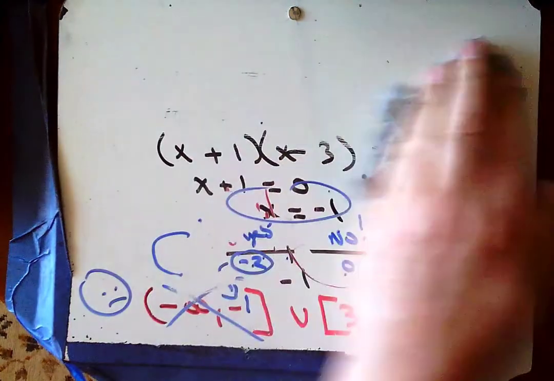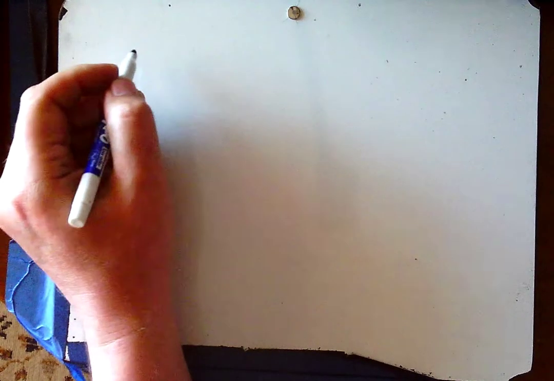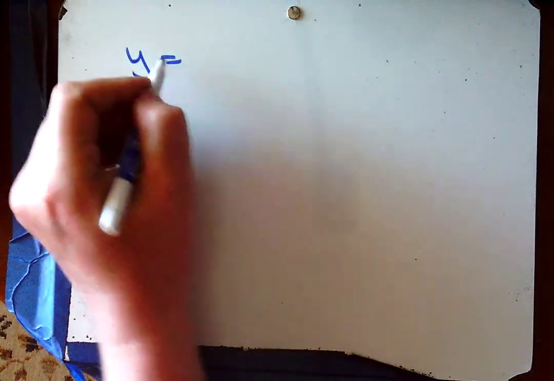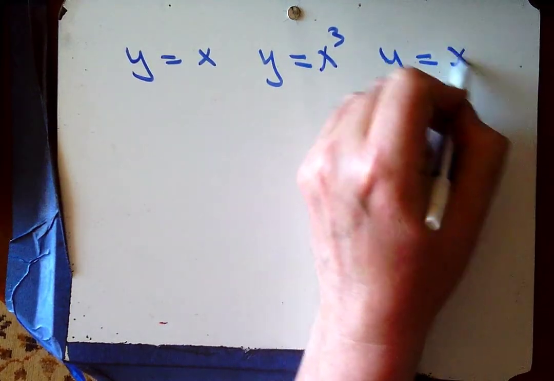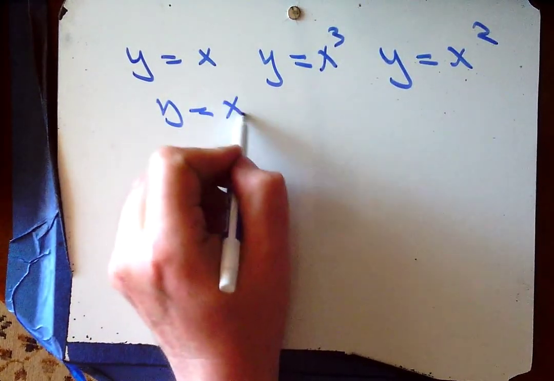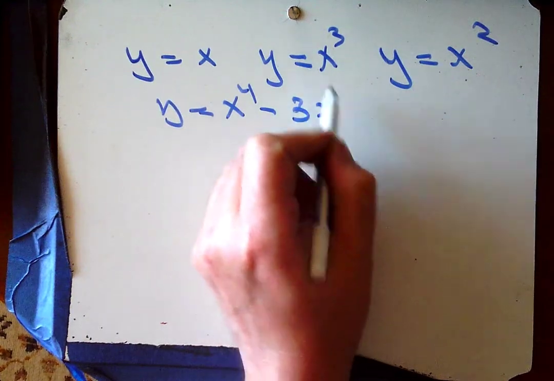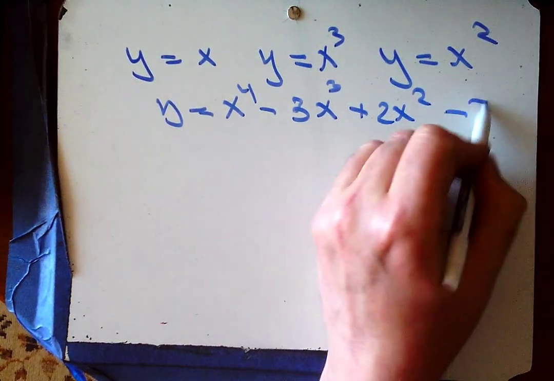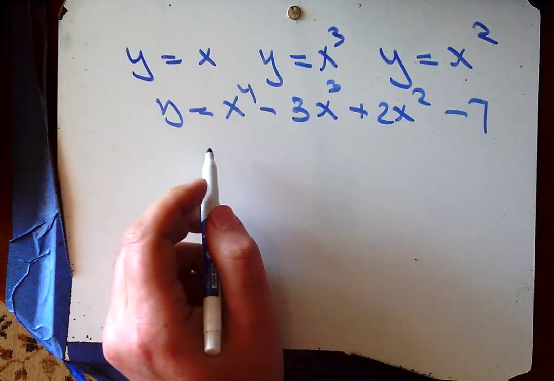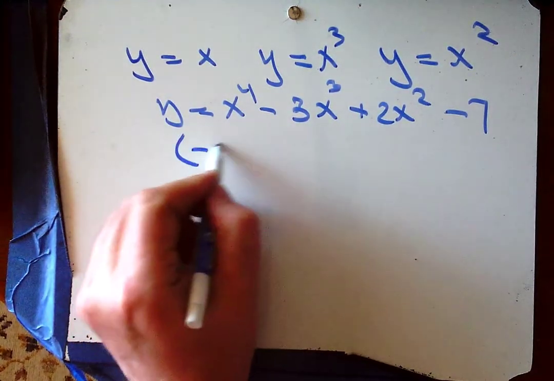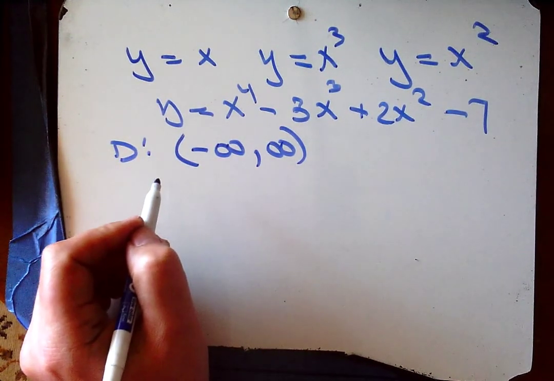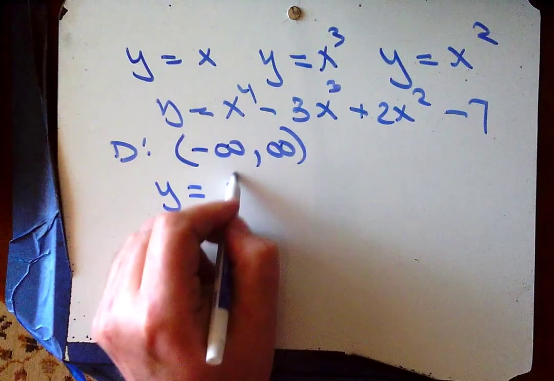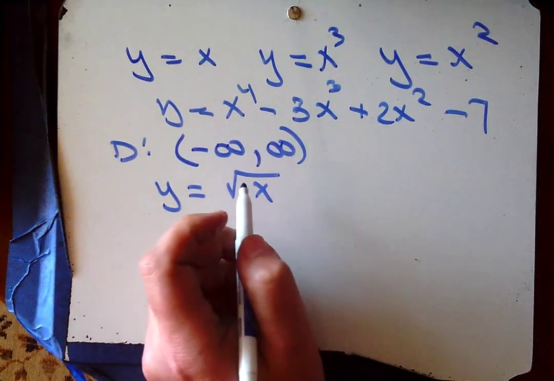All right, so we know that most functions, so many functions, y equals x, y equals x to the third, y equals x squared, y equals x to the fourth minus 3x to the third plus 2x squared minus 7, all of these have an unrestricted domain, -infinity to infinity. It's very few functions, like y equals square root of x, where we have to restrict the domain.